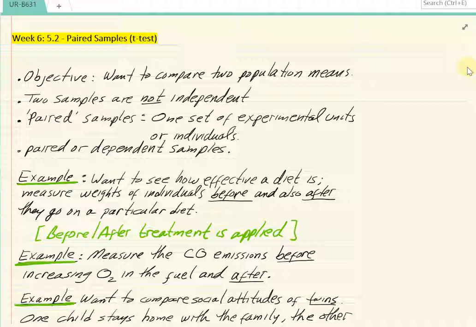And our objective here is to actually compare two population means. So we haven't done that yet. This time we want to actually compare two population averages. So it's important to note that these samples are not independent samples. Usually we have independent samples, but this time the two samples are not independent, or we can call them dependent samples. Now we can create dependent samples by virtue of our experimental design.